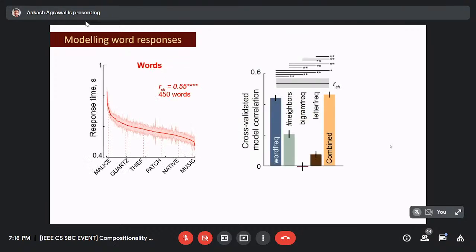we see that word frequency is the main predictor of the word response time, which makes sense, because if you encounter words more frequently, then it will be easier for you to recognize those words.